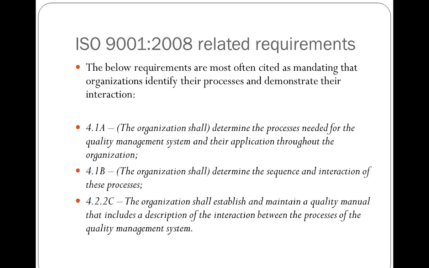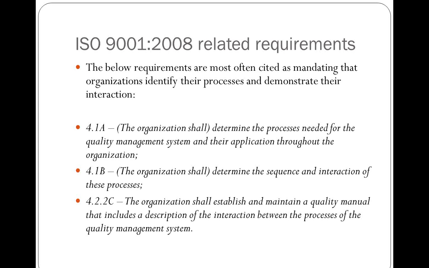So what are the clauses that have bearing on this? Well, in 9001-2008, we've identified three primary clauses that mandate that an organization identify their processes and demonstrate how they interact. Two of these are taken from Clause 4.1, where it reads that the organization shall determine the processes that are needed for the quality management system and their application throughout the organization. Additionally, that the organization shall determine the sequence and the interaction of those processes.